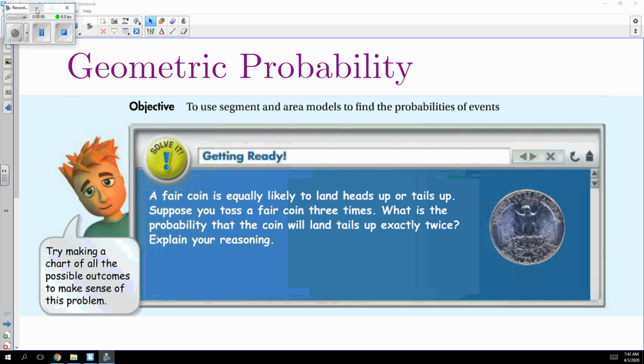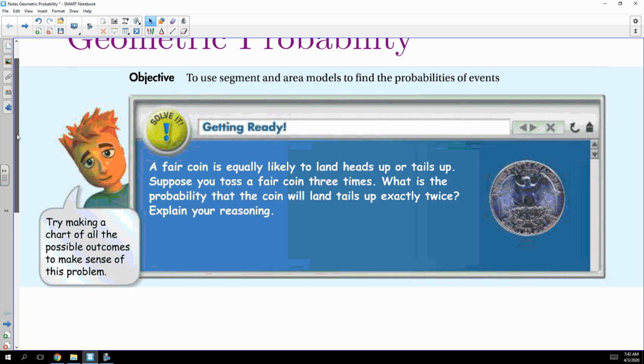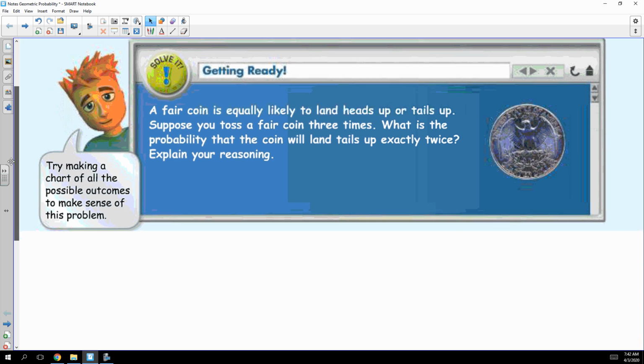Okay, we're going to talk about geometric probability, and in order to make sure that we're all on the same page, before we discuss that, we want to make sure that everybody has a clear understanding of probability overall and what that means. So we're going to talk a little bit about probability, and in order to do that, we need to make sense of some basic stuff.